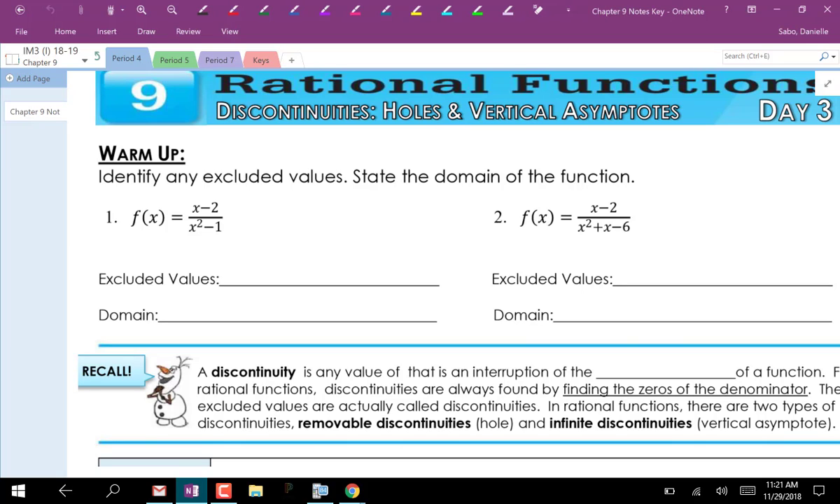We have x squared minus 1. There's only 2 terms here. Probably have to do that square root method. Number 2 has 3 terms in the bottom. That means what multiplies to add.